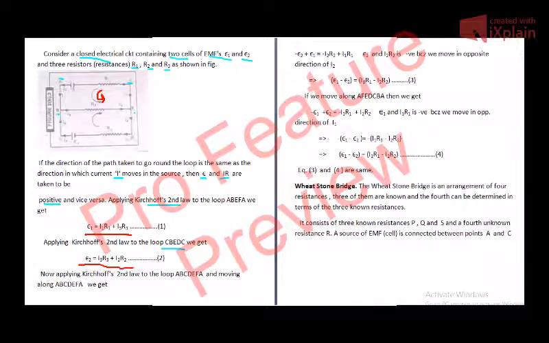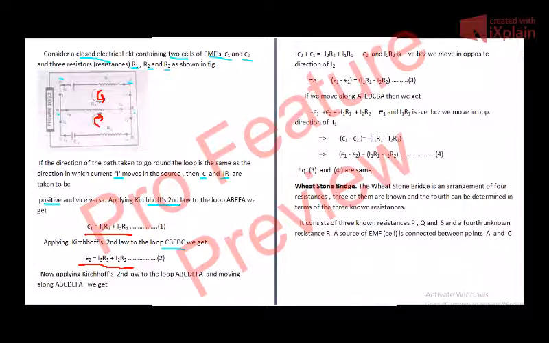If we move in the opposite direction, in the first loop, then it will be minus E1 is equal to minus I1 R1 minus I3 R3. Similarly, in the second case, if we go in the opposite direction of current, it will be minus E2 equal to minus I3 R3 minus I2 R2. That will be the same case, because we can take minus common, the result will be the same.